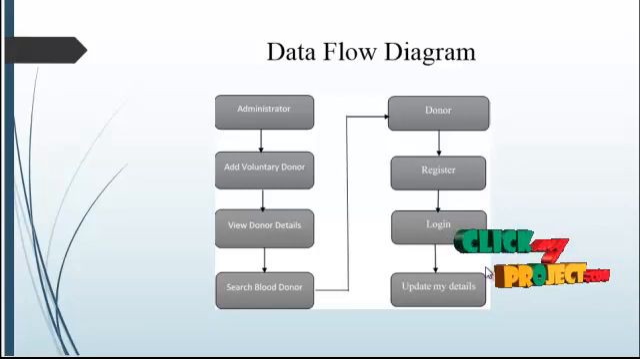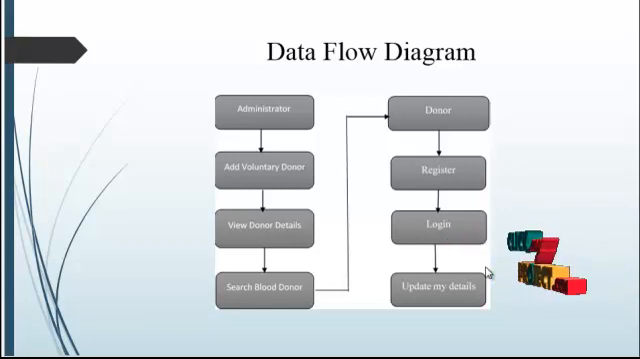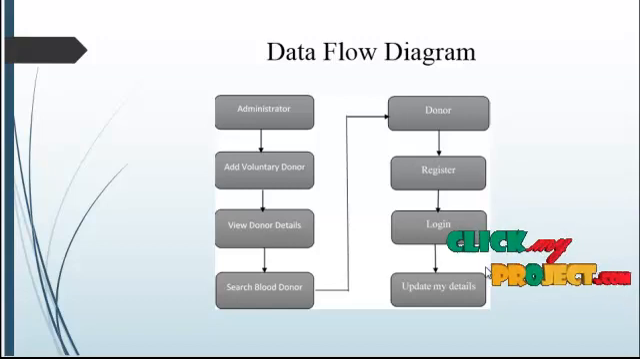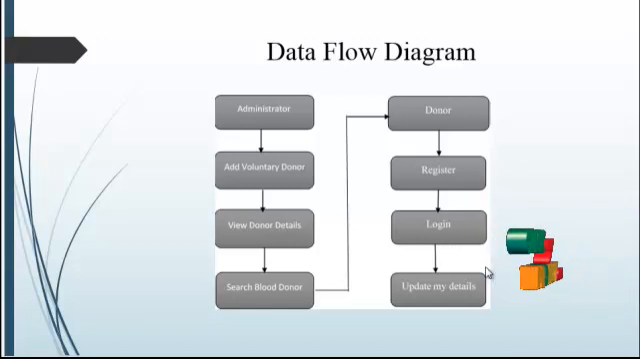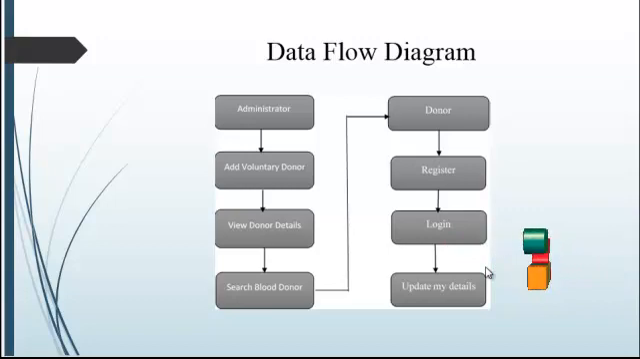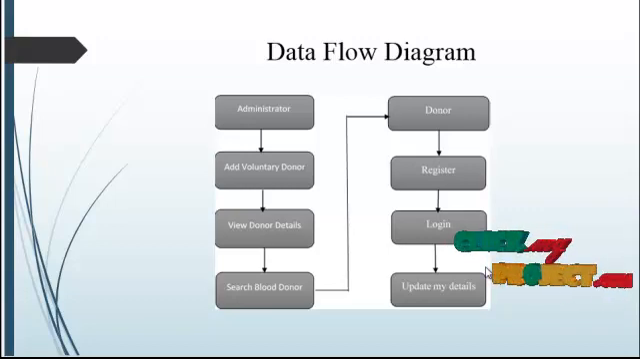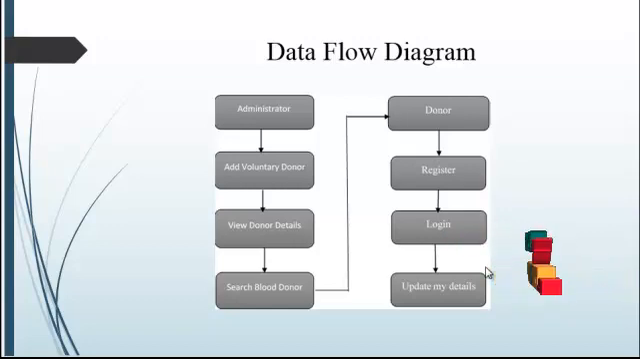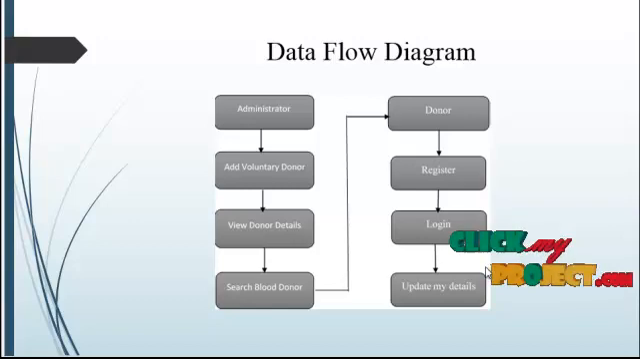And this module is admin. Admin is the main part of this application. Admins add the voluntary donor also, and view all the donor details. When we require one blood group, the admin has to search for that blood group and the blood donor details also. The blood donor details are displayed in the display box. We have an SMS mobile number, and using this mobile number we send the notification to the right donor.